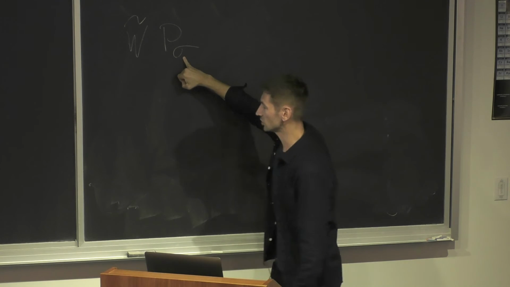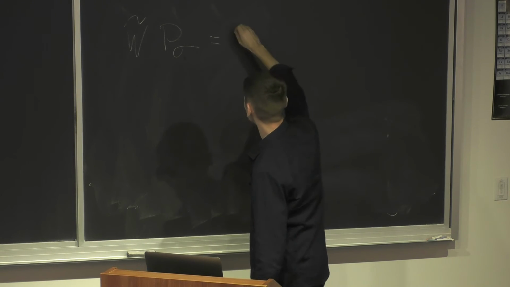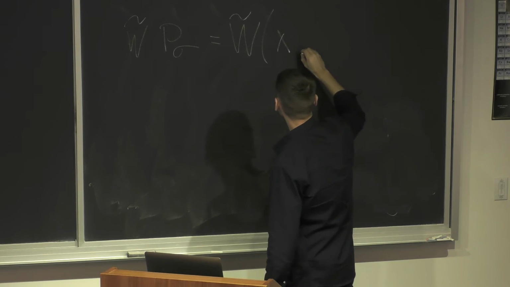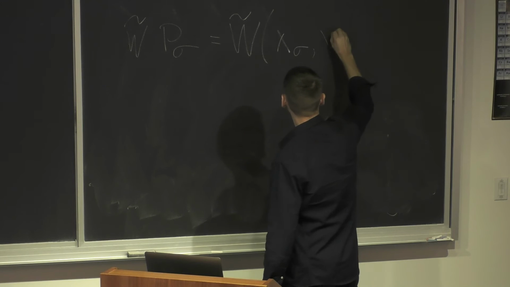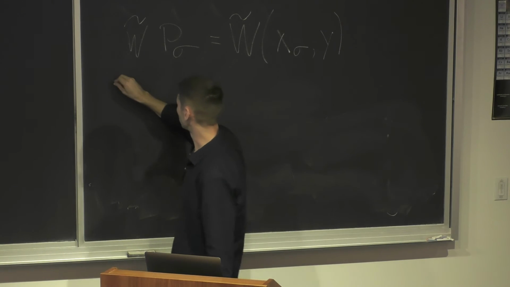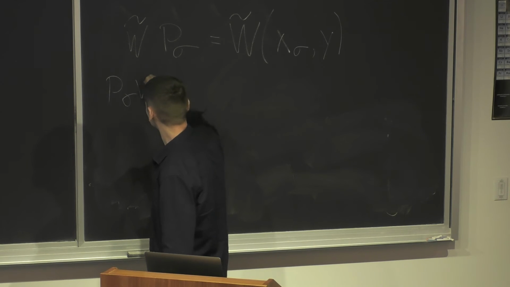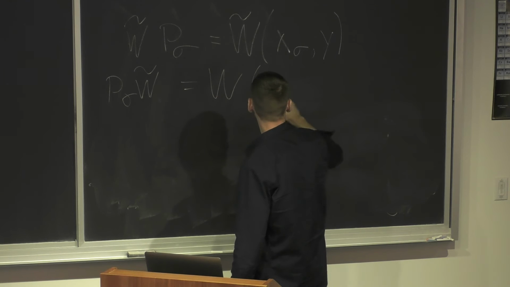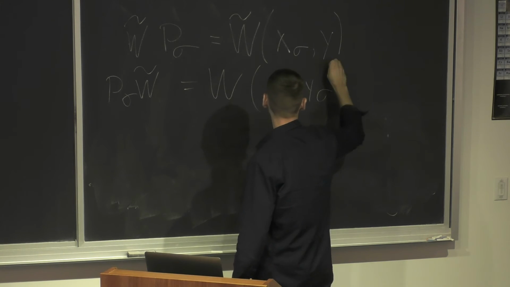So P sigma is a collection of permutation matrices. And this is equal to the same matrix where the x's are permuted. And if I multiply by P sigma on the left, this will give me the same matrix where the y's are permuted.